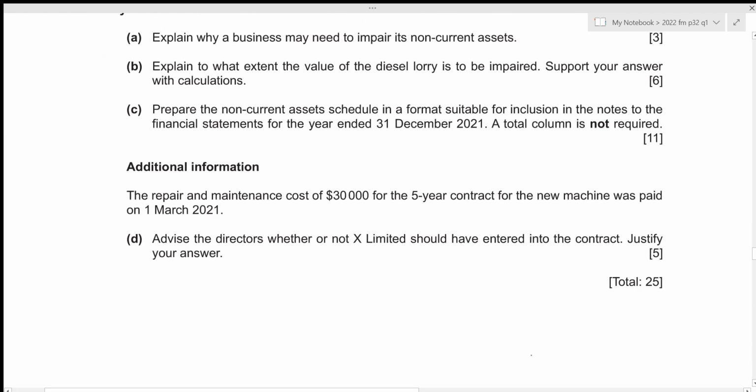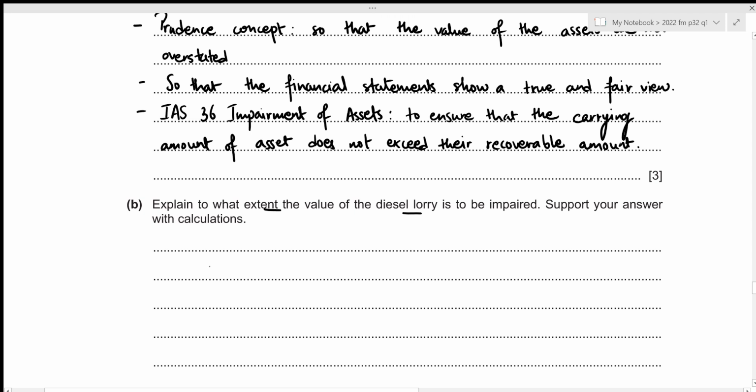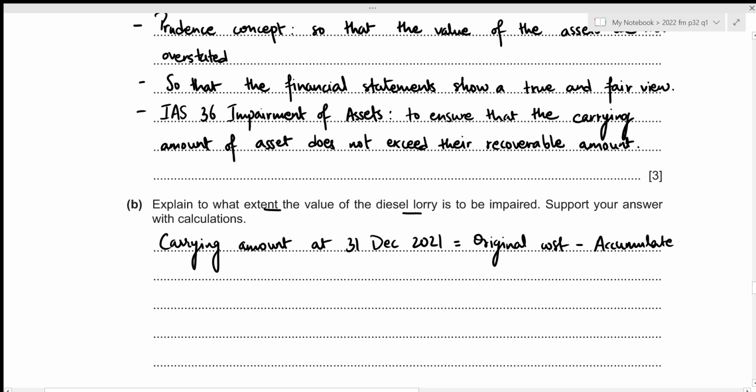So let's do that. The very first step would be to calculate our carrying amount. So carrying amount, and this carrying amount is at the date of 31st December 2021. And this is just going to be original cost minus accumulated depreciation. And we had the original cost of 60,000. We figured out the accumulated depreciation to be 12,000 times 3, which gave the carrying amount at 31st December to have the value of 24,000.